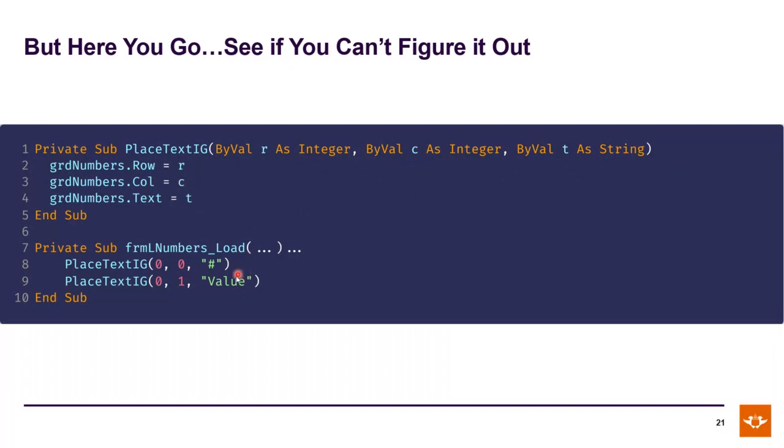And then how to call the subprogram is just in the button you want to call the subprogram, you call it by name and you give it all the values that it requires. So in this case, because my place text IG subroutine has 3 parameters, when I call it, I say place text IG, and I give it R, I give it C, I give it T. Same thing here, call place text ID, give it R, give it C, give it T.